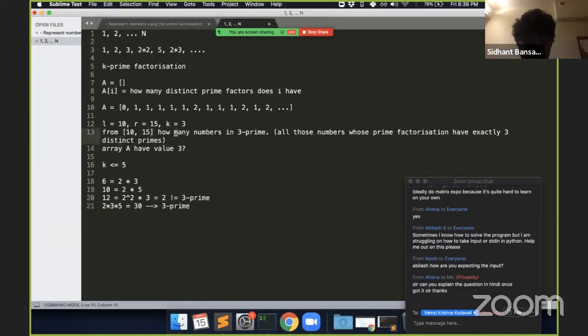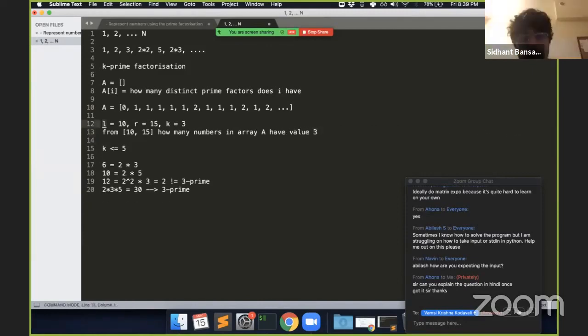So the same question can be remodeled as: from the range L to R, from the range 10 to 15, how many numbers in array A have value 3? Because our array A is defined as the k-prime value of i.